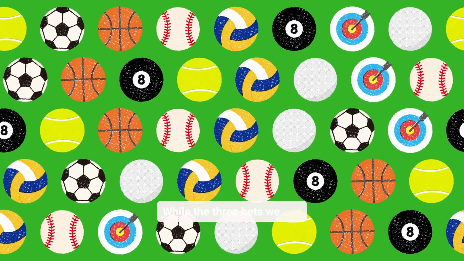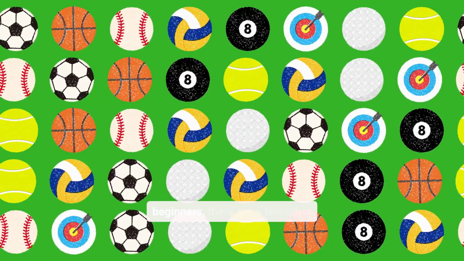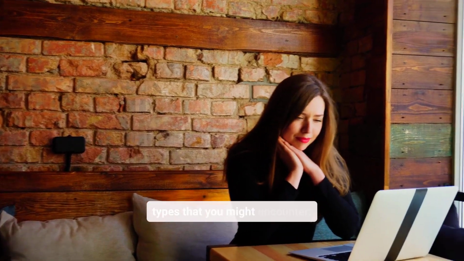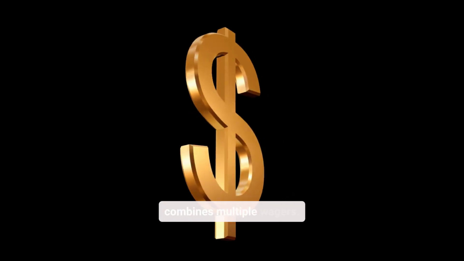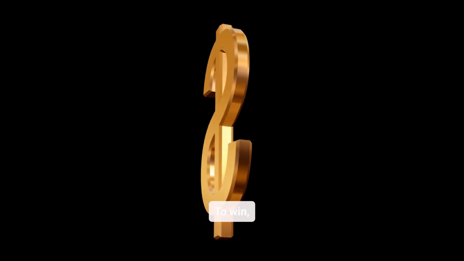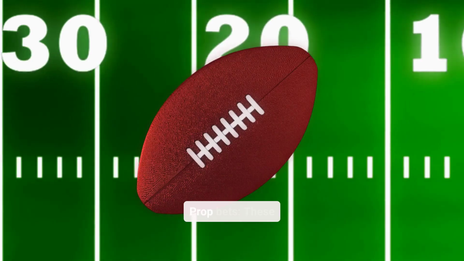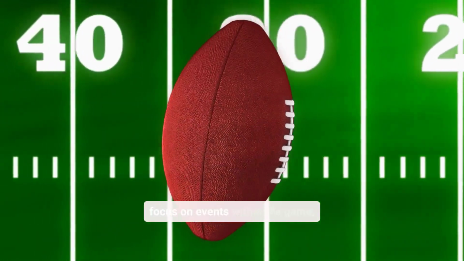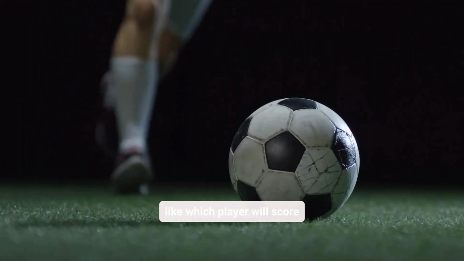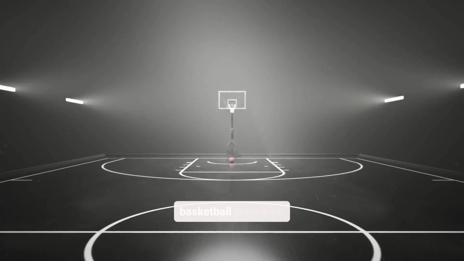While the three bets we just discussed are the most common for beginners, there are a few other types that you might encounter. Parlays, a bet that combines multiple wagers. To win, every pick in your parlay must be correct. Prop bets, these focus on events within the game, like which player will score first or how many three-pointers a basketball team hits.